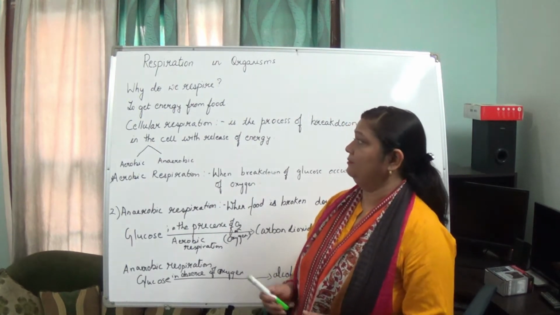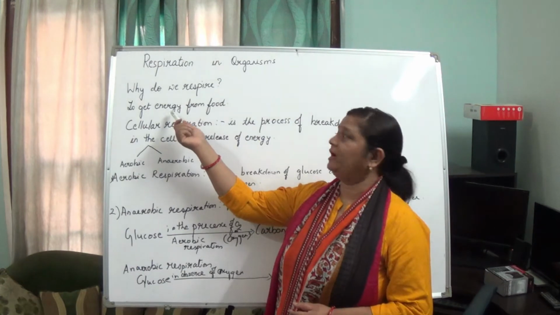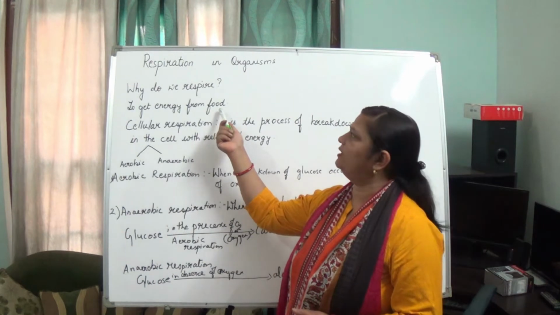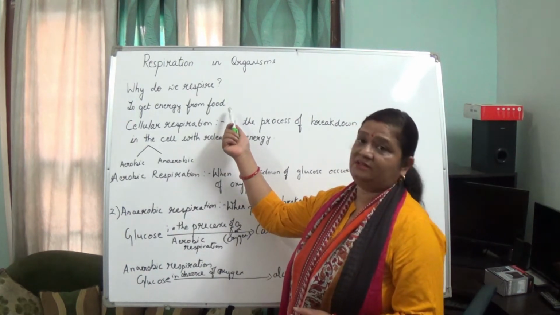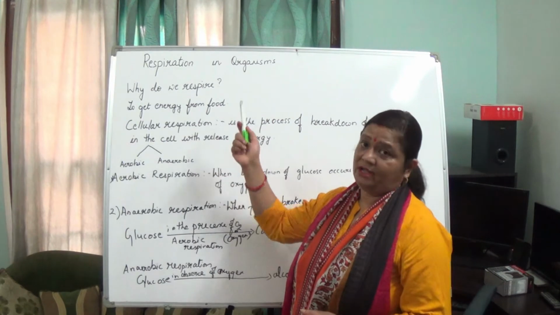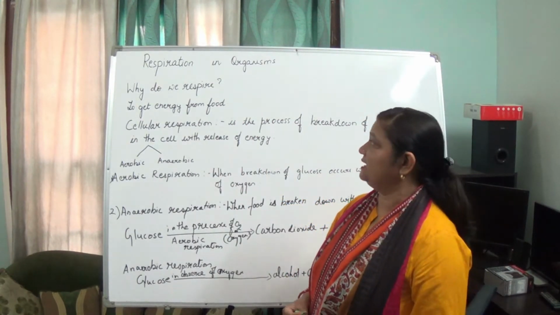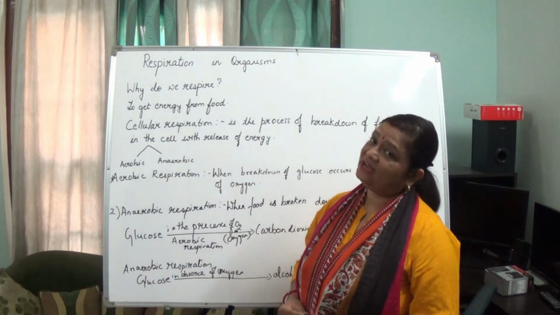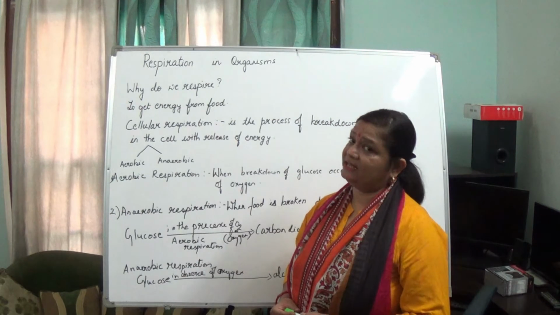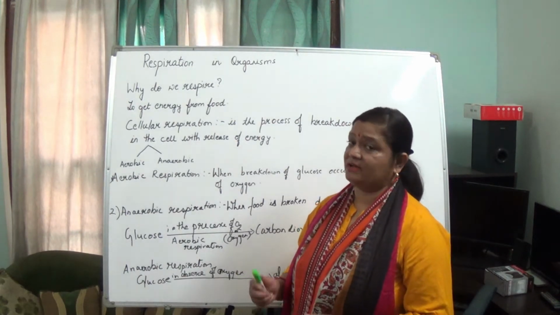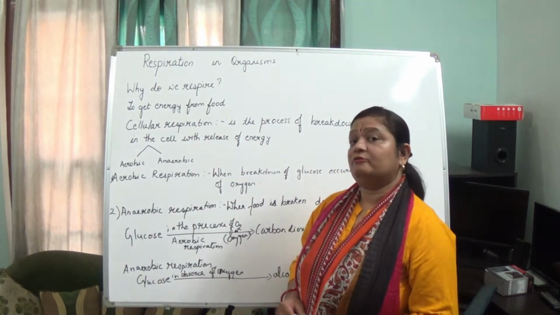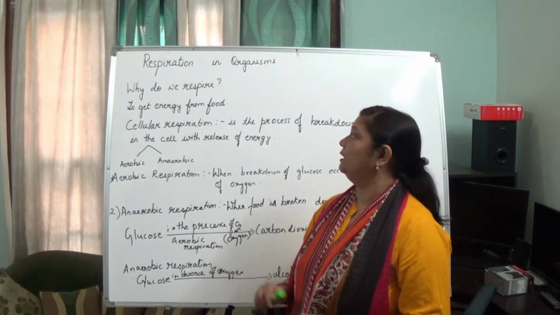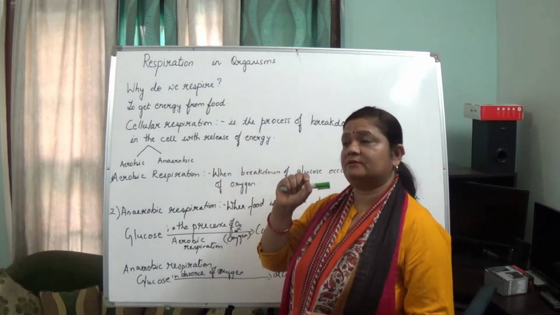So mainly we respire to get energy from the food. Where is this energy produced? It is in the cells of the body. The cells contain the digested food, the food which we have taken in. It has been digested and stored in the cells. Cells are the structural and functional unit of life, because the cell is the smallest functional unit.